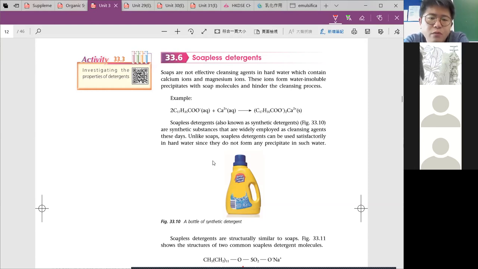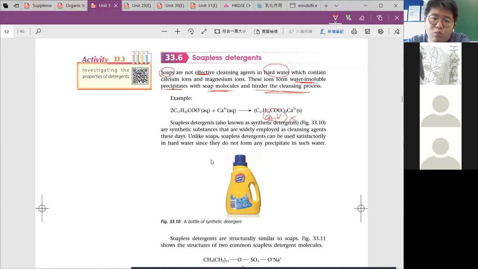Now, first of all, soaps. You may think that soap can clean everything, but it is not so effective, especially in hard water or maybe in acid medium, also not okay. So why do we say that? Because for hard water, they will form a water-insoluble precipitate with soap molecules, which will hinder the cleansing process. So what is that? So we may have this one, a detergent particle, soap particle.